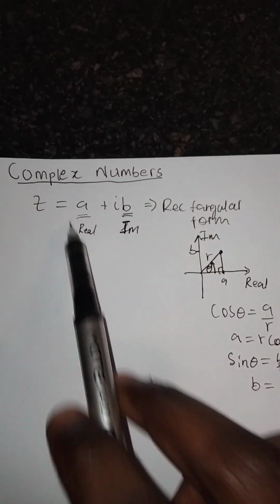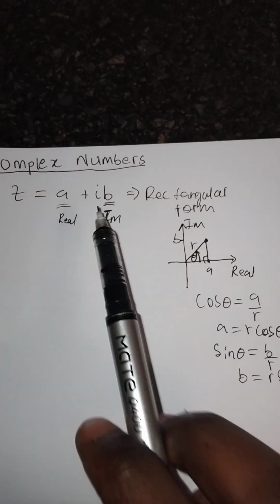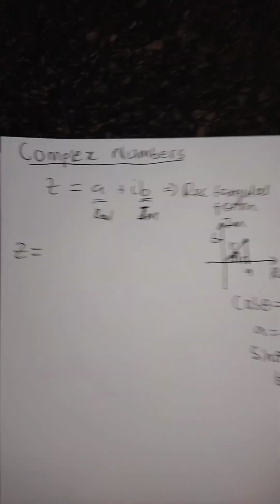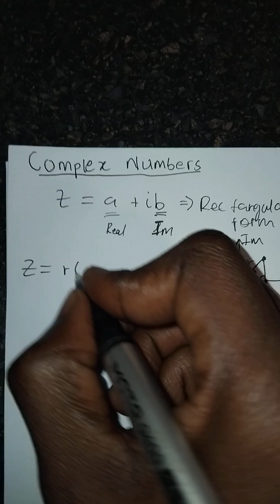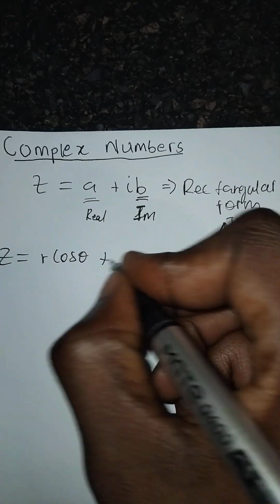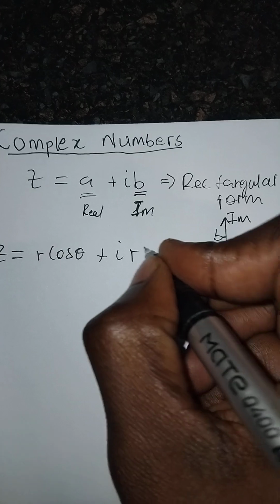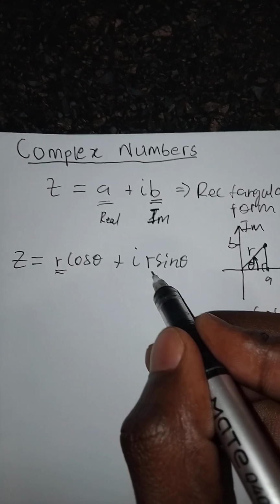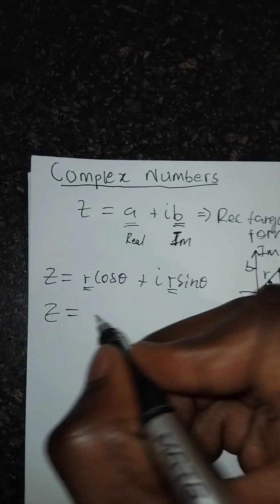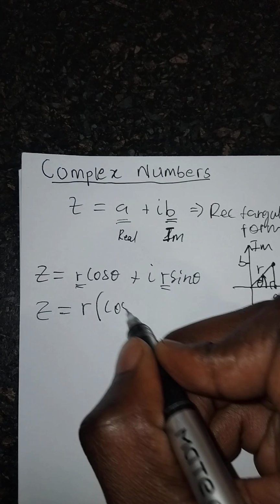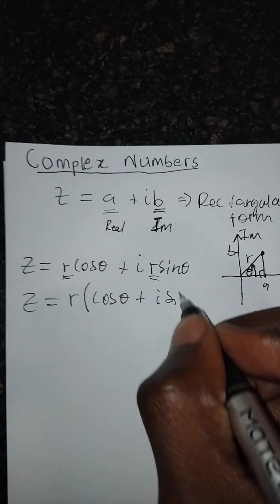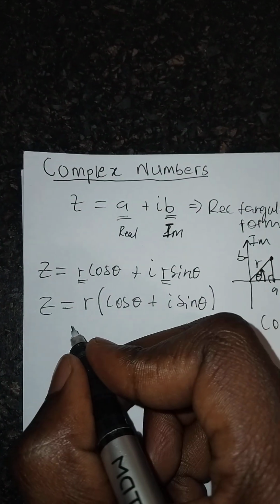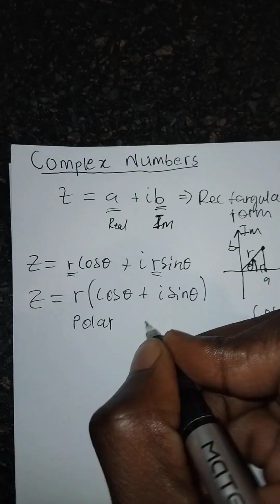Now I go to this equation where there is a, I substitute r cos theta, and where there is b, I substitute r sine theta. So I get z equals r cos theta plus i r sine theta. Then we see that there is something common, which is r in both cases. Then z will therefore be r times cos theta plus i sine theta. When it is in this form, that is what they call a polar form.